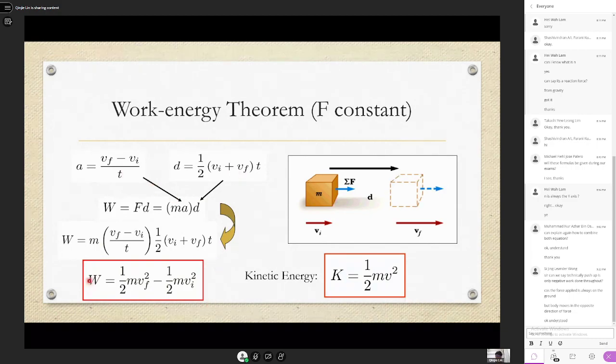Work done equals half mv square using the final value minus half mv square using the initial value. So this half mv square that we see here, these terms, they are the kinetic energy. This is the kinetic energy.